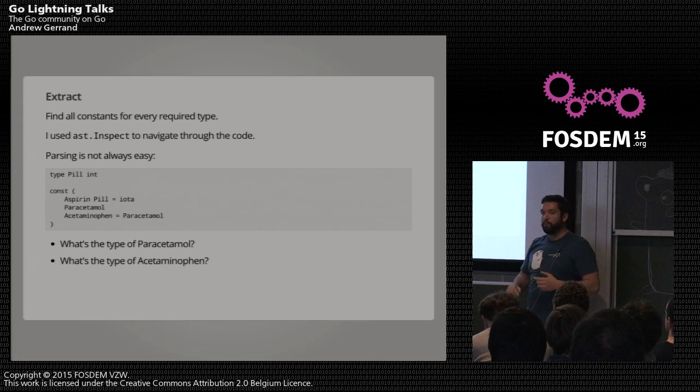So aspirin, what type is it? Well, it's obvious, it's pill. Paracetamol, what type is this? Well, you have to remember the type that you were defining before, because if there's no type, there's a type from before. And now the last one is acetaminophen equals paracetamol. What is paracetamol? Now you have to remember what's the type of this given identifier. So that's when Go types actually helps.